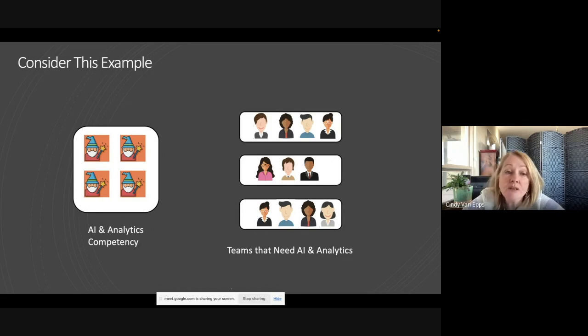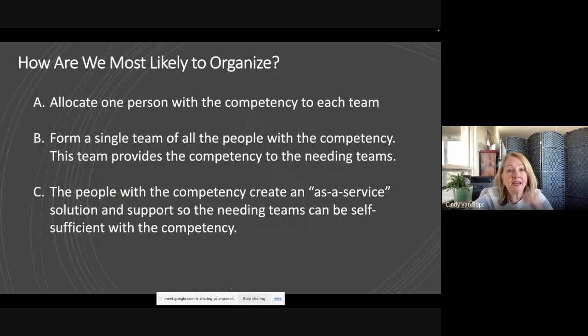There was a small subset of people who knew AWS as a cloud service, a smaller subset that knew how to do analytics, and a smaller subset that knew how to do AI. So what do we do? I purposely represent these as wizards. What do we do when we have this small subset of wizards who have a special competency, and then we have these teams that need that competency? Well, that is the million-dollar question. How do we organize that?